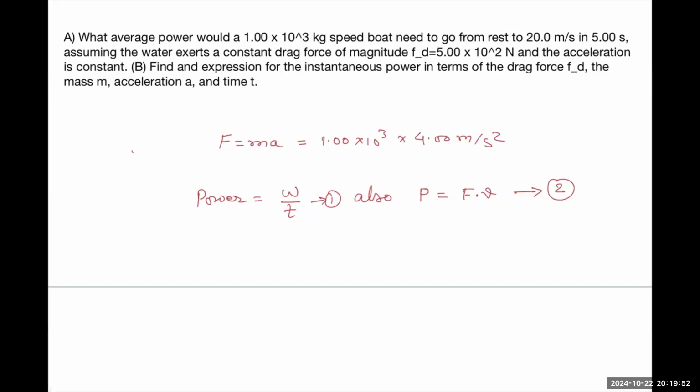I divided force times velocity over 2, to get the average velocity. That's what I did. Okay, so your force was, according to you, 4.5 times 10 to the 3 times 5 divided by 2. So let's see what you get.